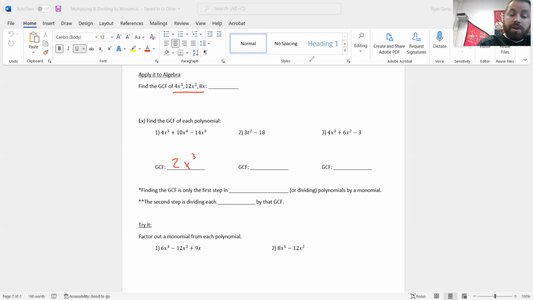Before I move on, I do want to do this one problem one more time the old school way. 4x to the 5th. So 1, 2, 4, and then 5 x's.